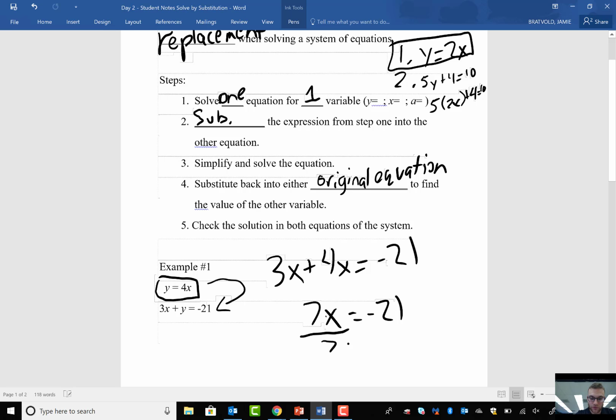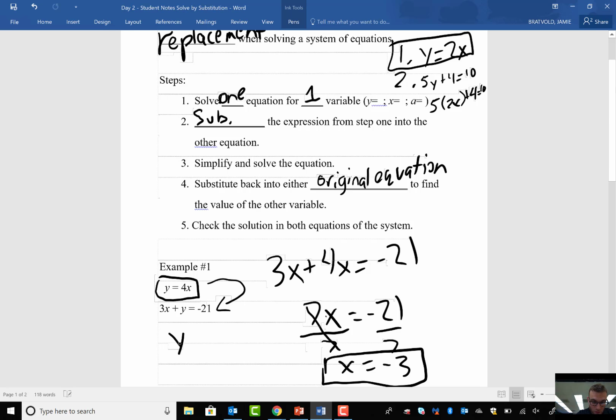My last step is to divide by 7 on both sides. After I do that, I have x equals negative 3. Remember, this is multiplication, so to get rid of it, we divide. Negative 21 divided by 7 is negative 3. That's one of our answers. We have to find our other one, so we plug x equals negative 3 into either of the original equations. I'm going to do the top one since it looks simpler. So y equals 4, and I plug in negative 3. Once I do that, I should get y equals negative 12.